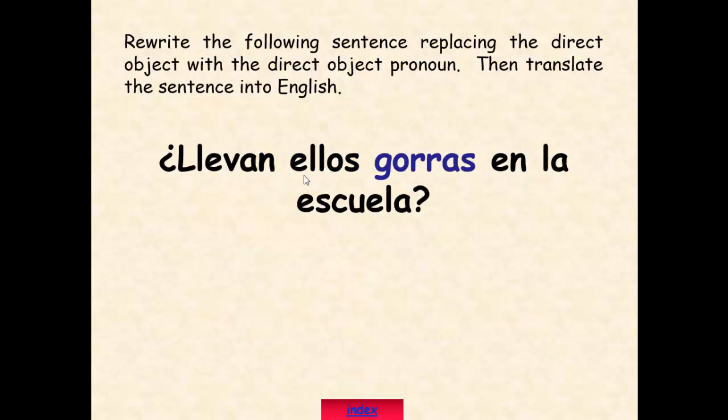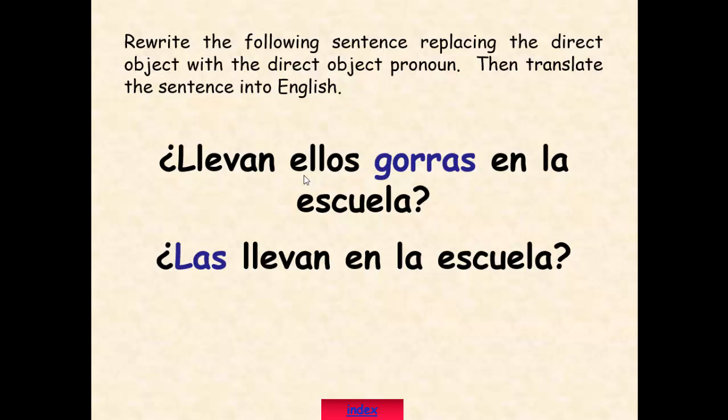¿Llevan ellos gorras en la escuela? No, you should not. So it should be las llevan en la escuela.